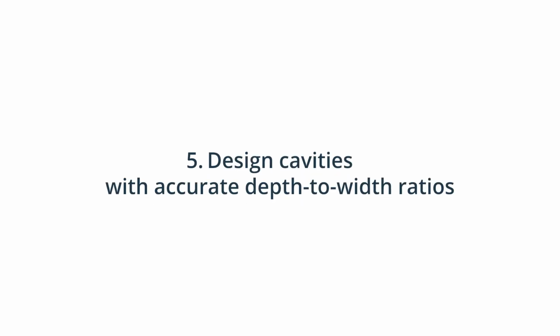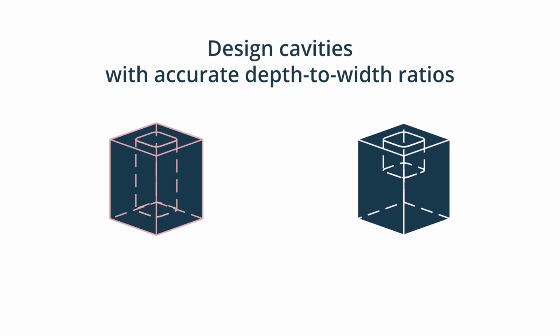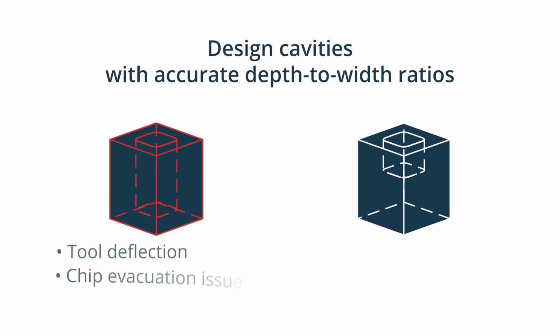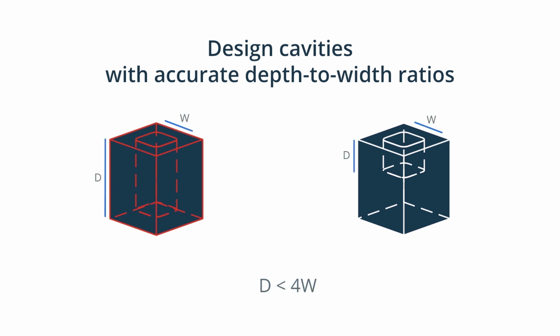5. Design cavities with accurate depth-to-width ratios. Cavities that are too deep can result in tool hanging, tool deflection, chip evacuation issues, and tool fracture. Cavity depths should not exceed 3 to 5 times their width. If larger depths are required, you should consider designing your part with a variable cavity depth. Cavity depths higher than 6 times their width are considered deep.